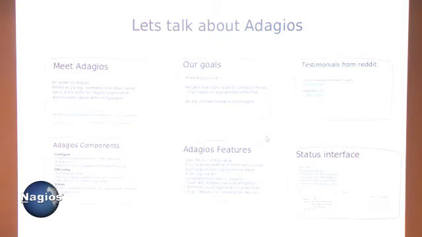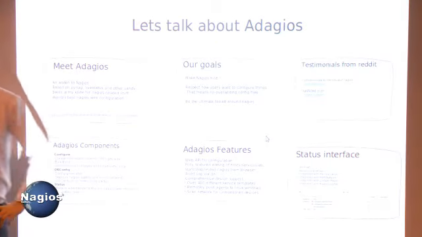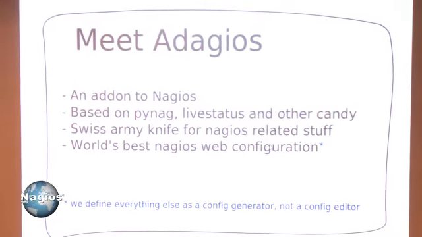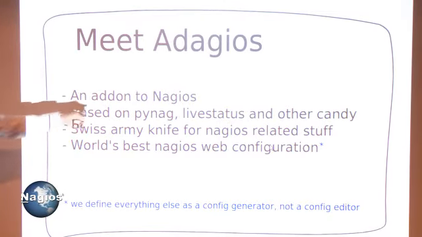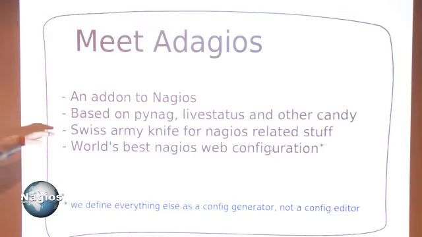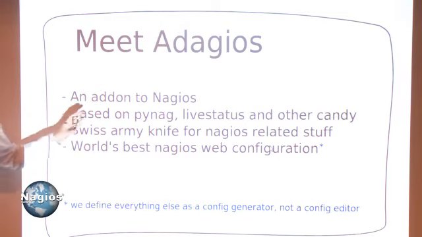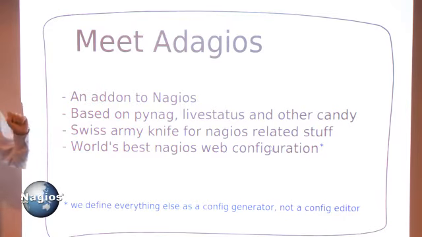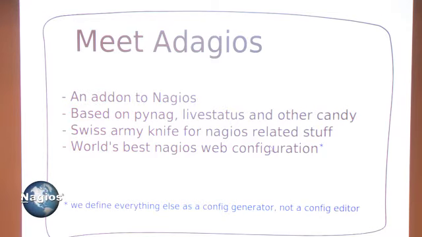Okay, let's talk about Adagios. We are an add-on to Nagios. Written in Python, we're heavily based on Pynag. We also use Livestatus. I say here that we are the Swiss Army knife for Nagios related stuff. That's what we want to be. Maybe we're not there yet, I don't know, but we feel super good about ourselves. And we say we are the world's best web configuration, and the reason why we make this claim is because we define everyone else as a config generator, not a config editor.